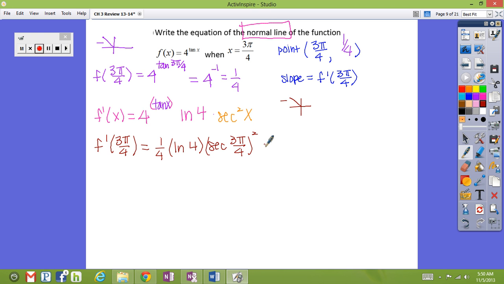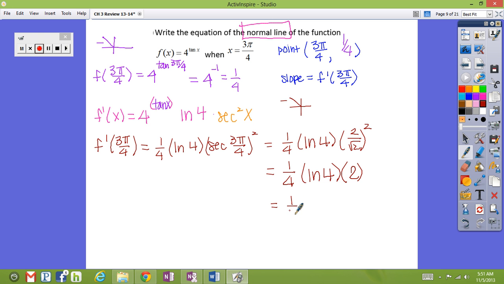Therefore, the secant value, let me write back everything else, the secant value would be 2 over root 2 squared. So we get 1/4 ln of 4 times 4 over 2, which is 2. Therefore, we get 1/2 ln of 4, and I'm going to write that as 1/4 ln of 4 over 2. So there's my derivative.